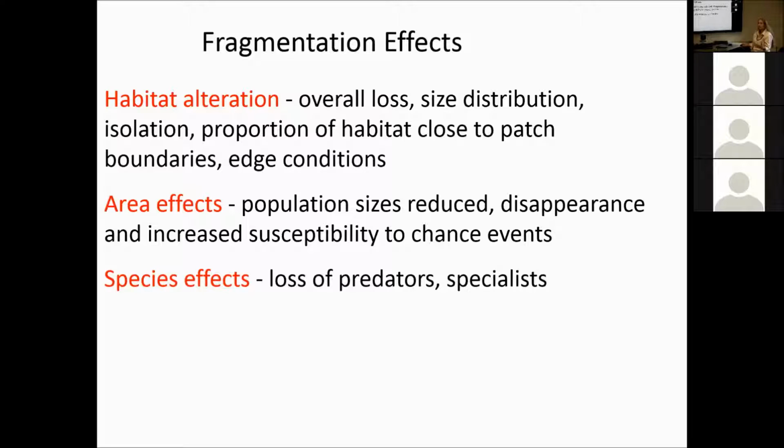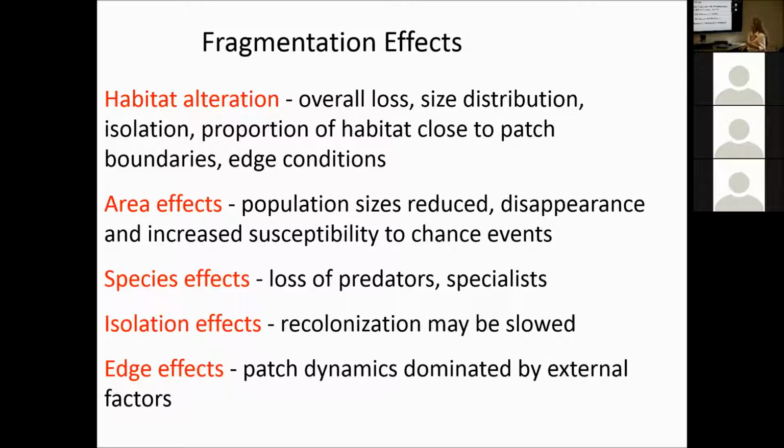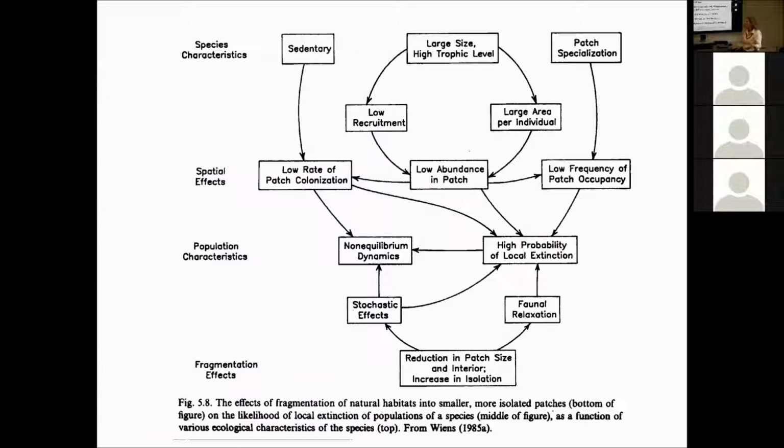Species effects: you might lose species, but it's not usually a random loss. There are certain species that are more susceptible to fragmentation than others. Some of those might be the top predators, like jaguars. Some of them might be specialist species that rely, for example, on a little pig wallow that might not be there in the fragment when it gets isolated. The isolation effects: what's the possibility that species can recolonize? And then the edge effects, which we'll talk about: how the patch itself, depending on its size, may be dominated by the external factors around the patch rather than the internal processes happening within the patch. So it's the difference between those.